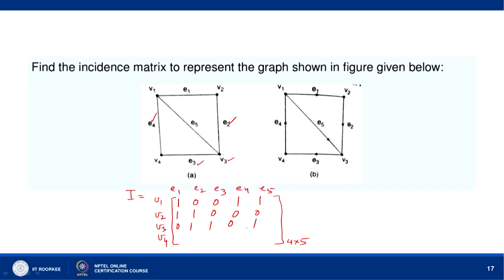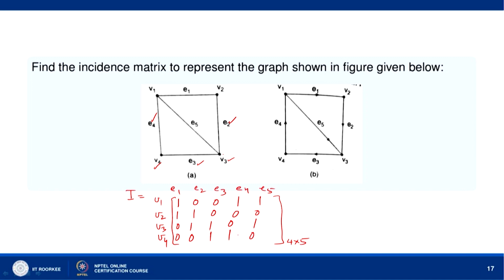So, we get 1. Then E1 is incident on B4? E1 is not incident on B4, so we get 0. E2 is incident on B4? No. E3 is incident on B4, yes, so we have 1 here. E4 is incident on B4, yes, so we get 1 here. And then E5, is it incident on B4? No. So, we get 0 here.